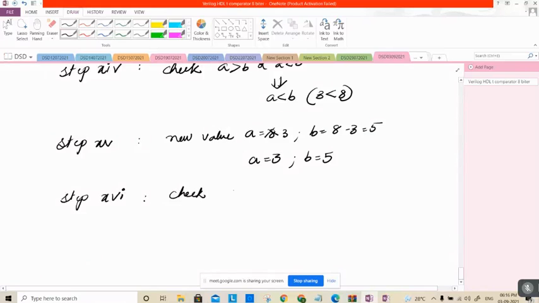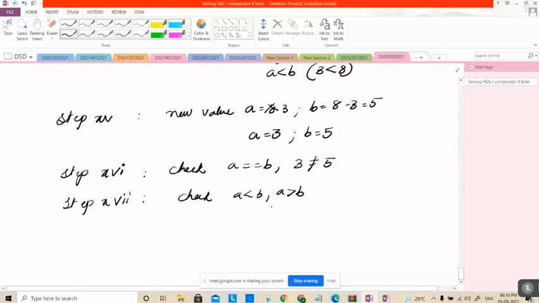Step 16. Check A equal to B or not. 3 is not equal to 5. Step 17. Check for A less than B or A greater than B. So here it is, A is less than B since 3 is less than 5.